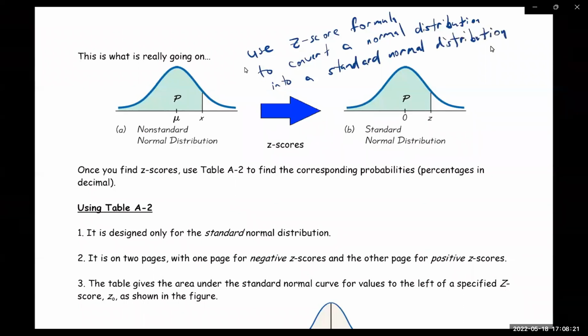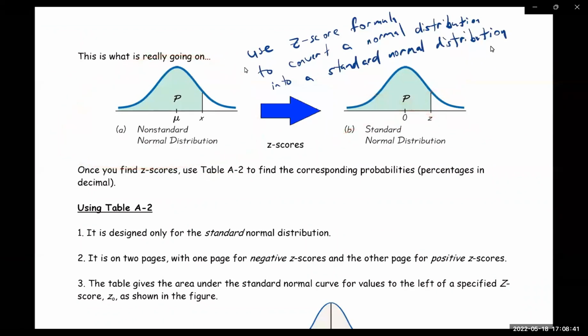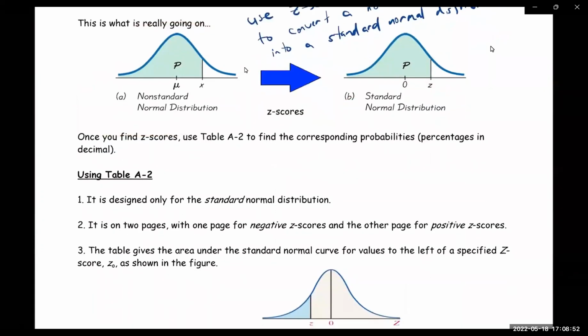Sometimes you want it to be standard. You want the mean to be 0 because you're going to be able to use a table. You'll see this table that I'm going to provide you with to find the different probabilities. If you don't have the table, if you don't want to convert it, you don't have to. You just have to have a TI-83 or a TI-84, and that way you don't have to convert it using the formula. You can just use your graphing calculator, which I will show you how to do. It's super easy on the calculator. Once you find the z-score, then you're going to be able to find the corresponding probabilities.